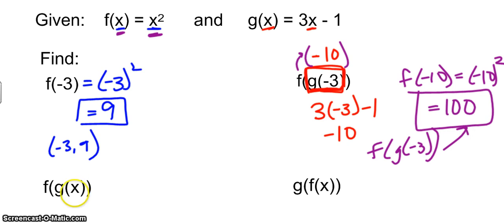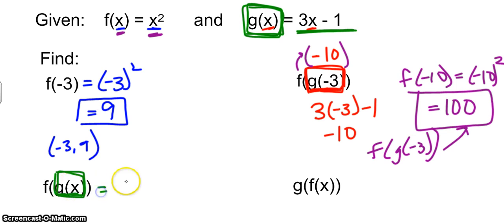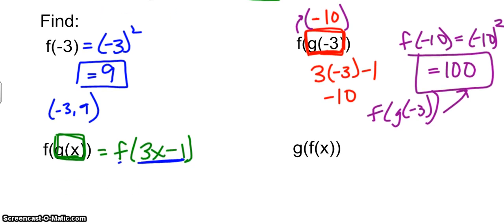F of g of x, you're going to start on the innermost function. You're going to put x into function g. Well, here's g of x. G of x is equal to this. So I'm going to substitute in, and I'm going to say that's the same thing as f of 3x minus 1. I just substituted 3x minus 1 for g of x. Well, now we've practiced this many times over. I'm going to take 3x minus 1 and plug it into function f. Wherever I saw an x, I'm replacing it with a 3x minus 1.